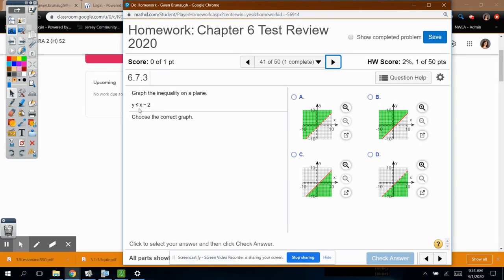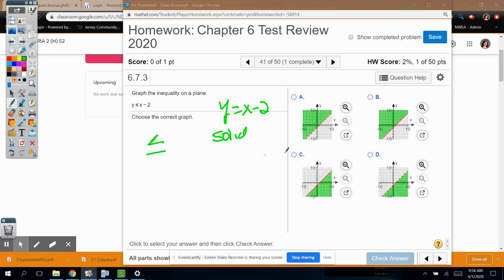All right, next one. Y is less than or equal to x minus 2. First of all, we're looking for the line y equals x minus 2. These are all positive sloped lines, and they all have the y-intercept of negative 2. I think all the graphs are the same. Then you look for which one has a solid line because it's equals. Because of the less than or equal, that means it's a solid line, which means A is out and D is out. So now we just need to figure out which side to shade.